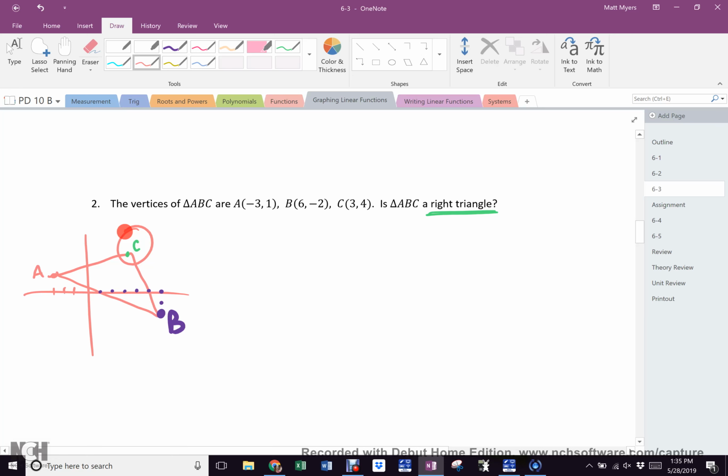No, I only have to check the 2 that are possible. Which 2 are they? I got to check the slope of AC and the slope of CB. Does it matter what order I do it in? Does it matter which is X1 and Y1? Does it matter if I change between the 2 points, which is X1 and Y1? No.